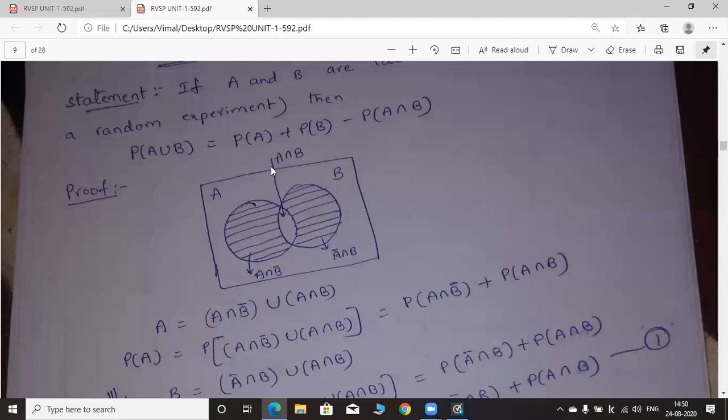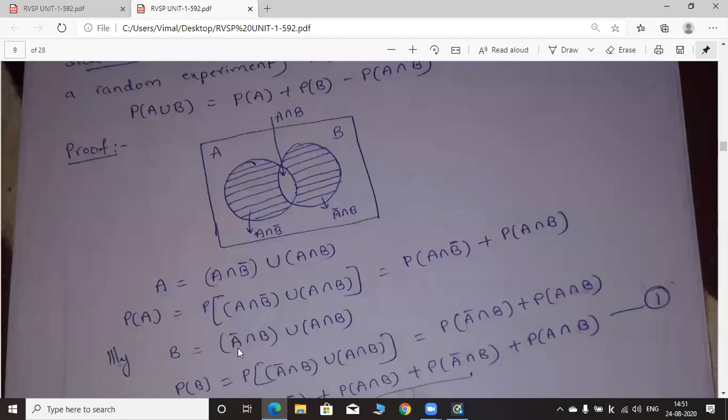Okay, similarly for B also, B means this entire second circle. This entire second circle is also divided into two parts, this shaded area and the common portion. So this shaded area can be written as A bar intersection B. The common portion can be written as A intersection B. So how can we write B? We have to combine the two areas: A bar intersection B union A intersection B. After applying probability, you can also add the two terms.